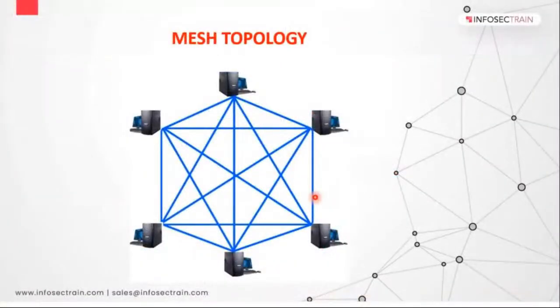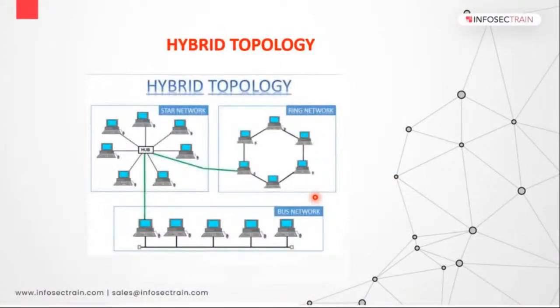Now, after mesh topology, we have hybrid topology. We implement hybrid topology based on our needs, whatever our need is. Now in hybrid topology, what happens? It is a combination of two or more topologies. So as you can see, ring topology is over here, hub and star topology is over here, and then bus network is over here. So when we want more things, right?